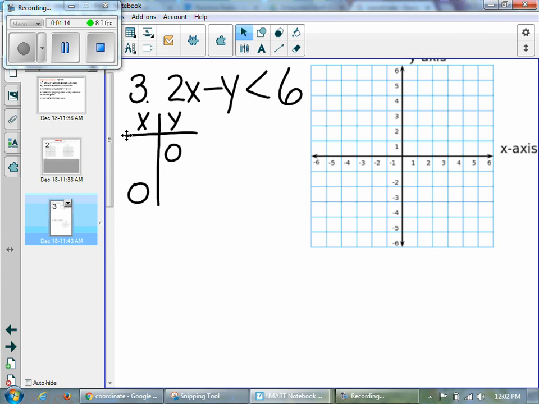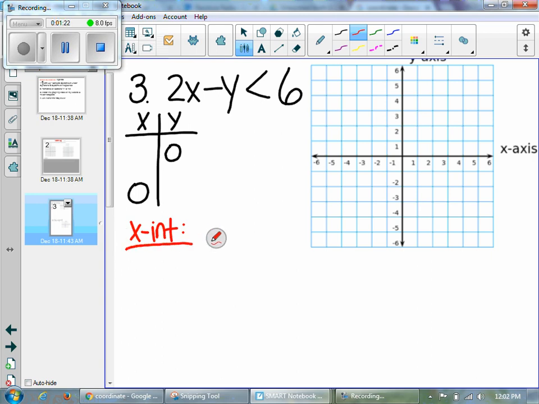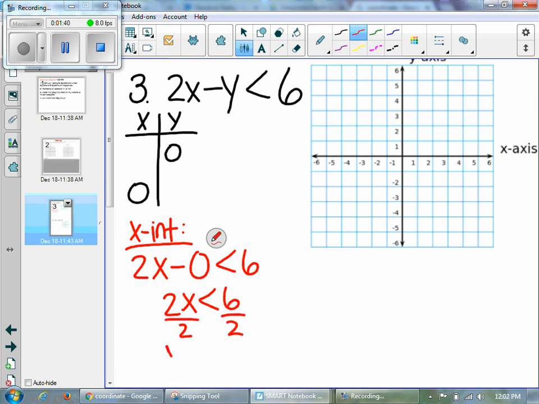So let's go ahead and try this. Let's find my x-intercept first. To find the x-intercept, let's substitute 0 in for y in my inequality and solve for x. So you've got 2x minus 0 is less than 6. Well, 2x minus 0 is just 2x. And then you have less than 6. Divide by 2. So x is going to be 3. So that's where your point will be. Your point will be at (3, 0) on your x-axis. I'm going to go ahead and put a point there on my graph.